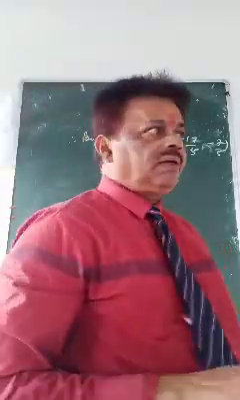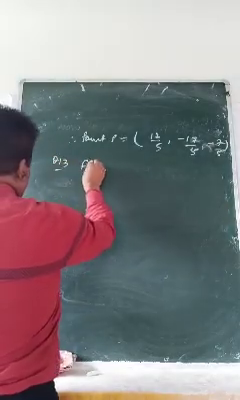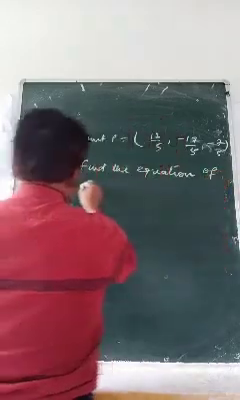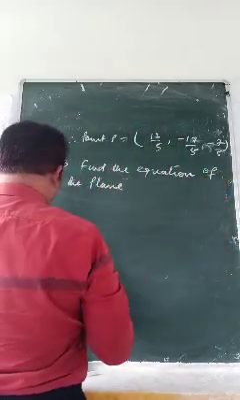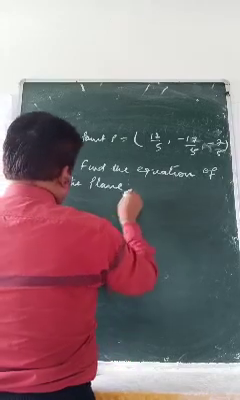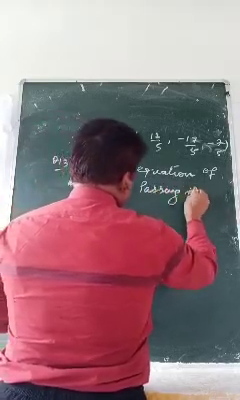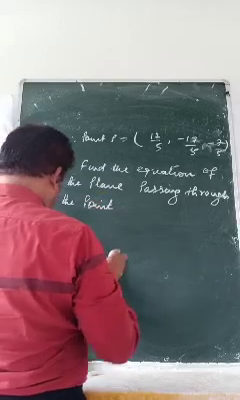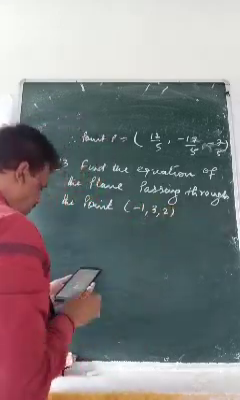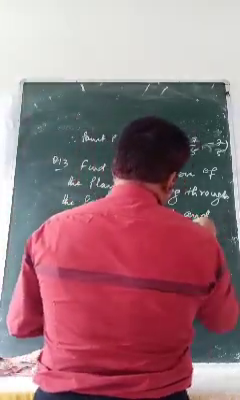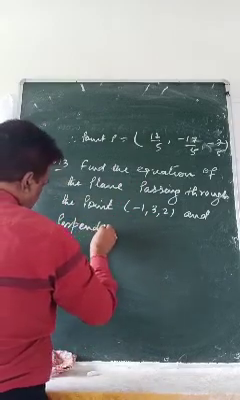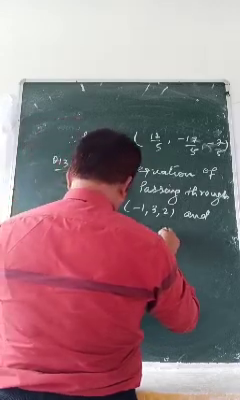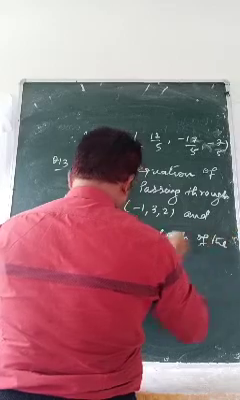So, see question number 13. Find the equation of the plane passing through the point minus 1, 3, 2 and perpendicular to each of the planes.